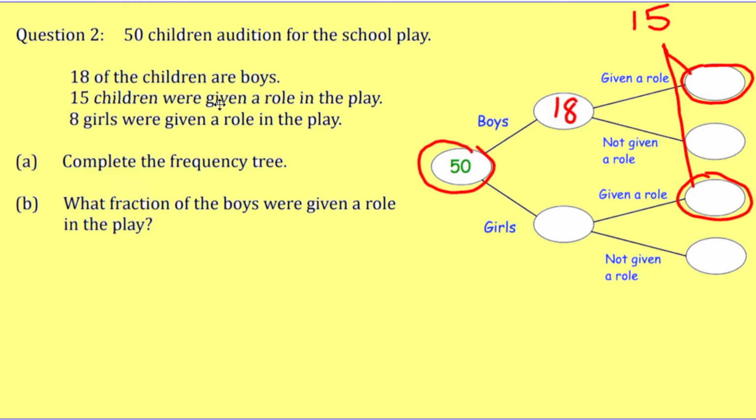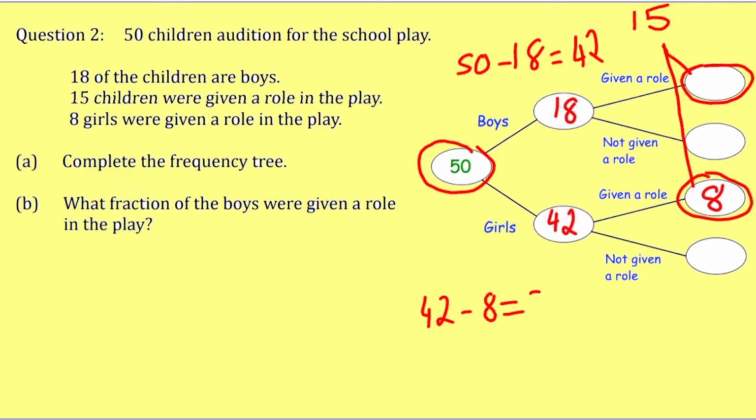8 girls were given a role in the play. So down in girls, we've got an 8 there. Okay, so we can start working these out. So this box is going to be 50 take 18, which is 42. So 42 can go in there. And we know that 8 girls were given a role, so we can do 42 take 8, which is 34.